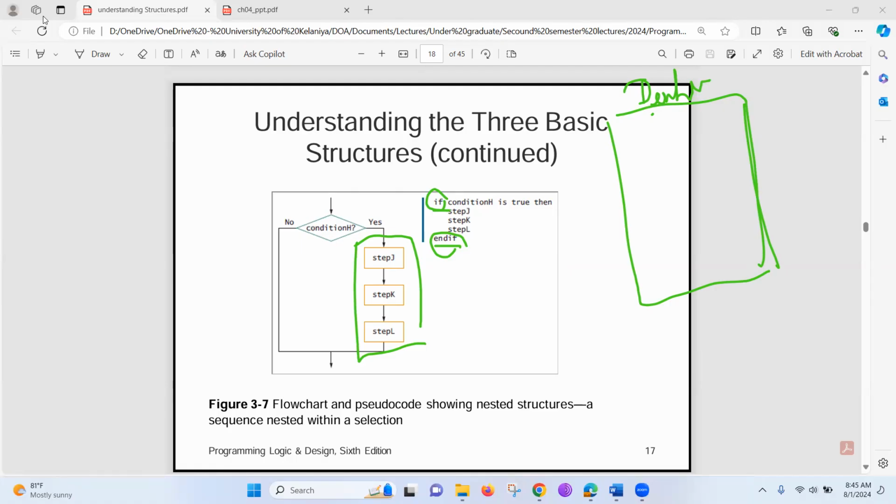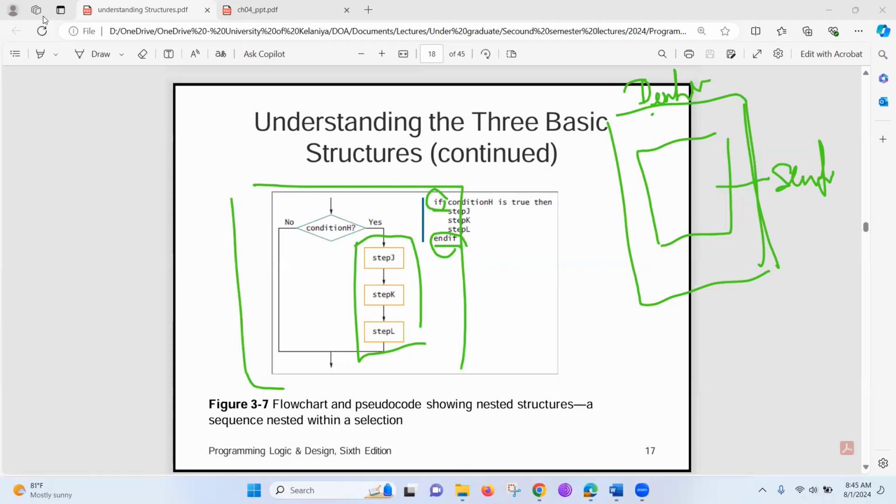This is what? It's a sequential one. That means you can identify the main structure coming like this. In between, within the main structure, you can identify another structure as well. That is called nesting, right? So that is the thing you need to understand.